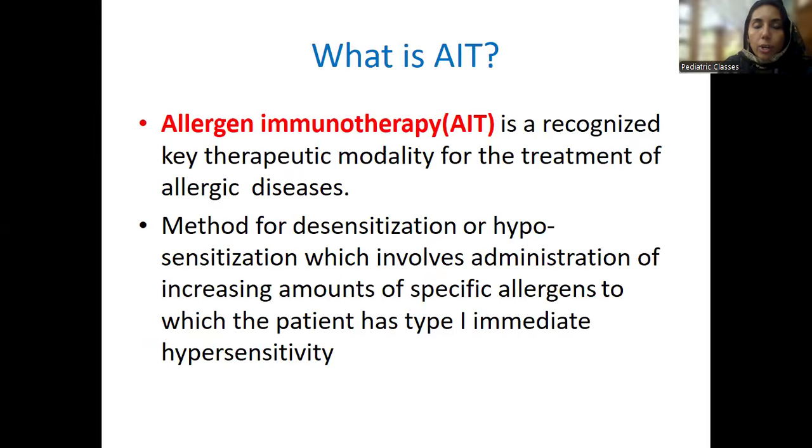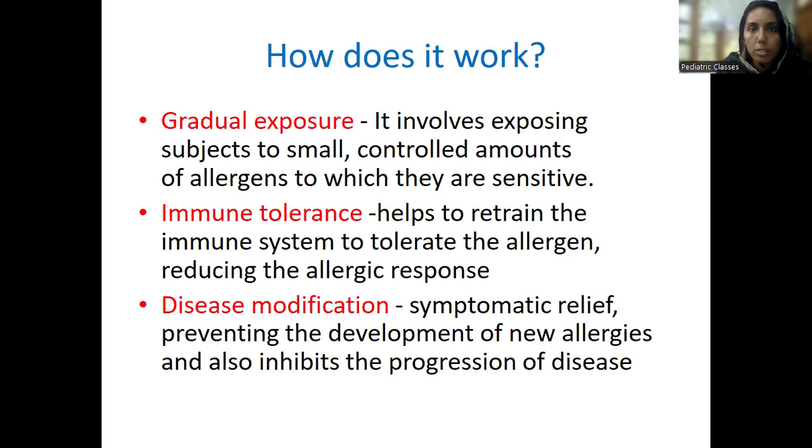So what is AIT or allergen immunotherapy? It is a recognized key therapeutic modality for the treatment of allergic diseases. It is a method of desensitization or hyposensitization. What happens there? There is administration of increasing amounts of specific allergens to which the patient is sensitized. So suppose a patient has allergy to pollens or dust mite, you are actually giving small quantities in an incremental way to train the patient's immune system.